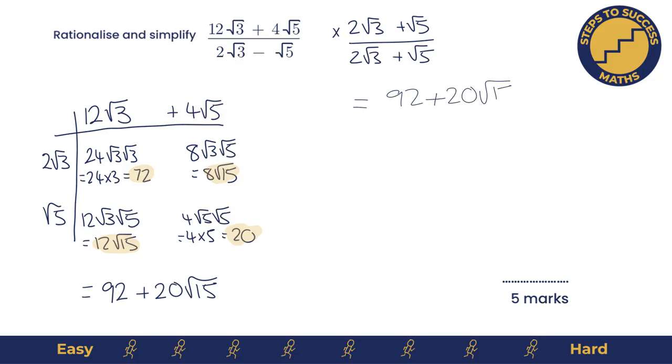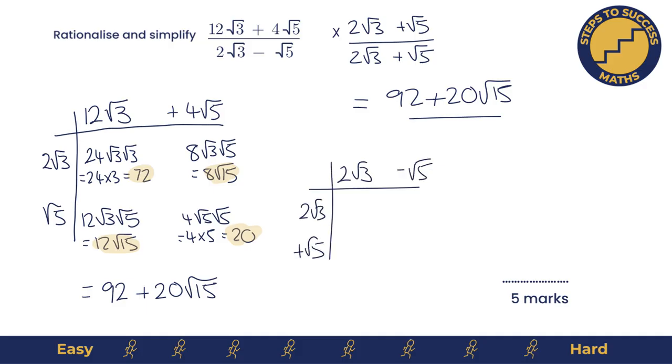And now let's do the bottom part. 2 root 3 take away root 5 multiplied by 2 root 3 plus root 5. 2 times 2 is 4. Root 3 times root 3, so that's just 3. And 4 times 3 is 12. And then 2 root 3 times negative root 5. So negative 2 root 3 root 5.